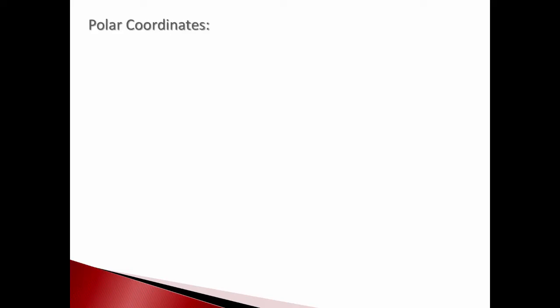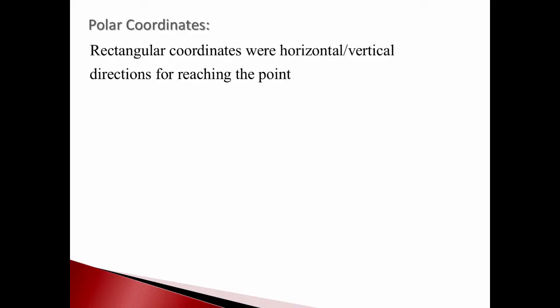Well, the thing is, coordinates are really directions for how to get somewhere. So with rectangular coordinates, if I gave you the point 3 comma 4, what that really meant was go 3 to the right and 4 up, right? It was directions on how to start at the origin and go somewhere.